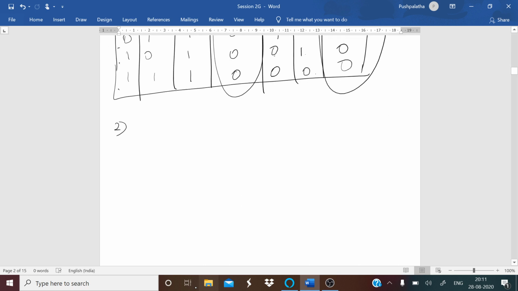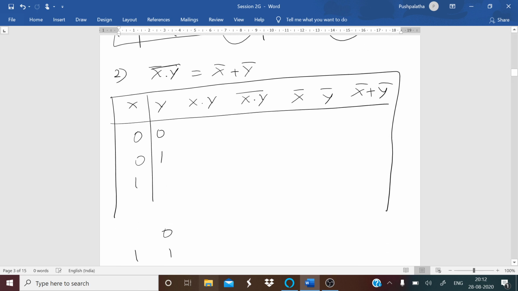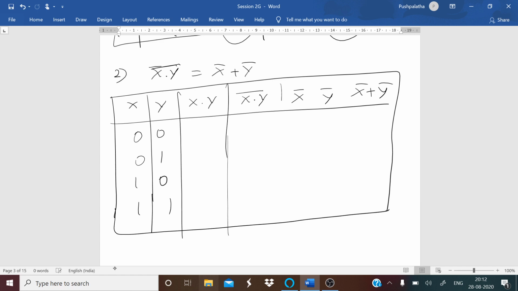In the same way, go for the second statement, (x into y) the whole bar is equal to x bar plus y bar. So again 4 combinations: x into y the whole bar, x bar, y bar, x bar plus y bar. 0, 0, 0, 1, 1, 0, 1 and 1. Okay. X into y. 0 into 0, 0. 0 into 1, 0. 1 into 0, 0. 1 into 1, 1.